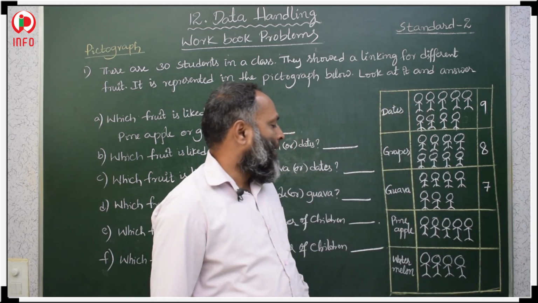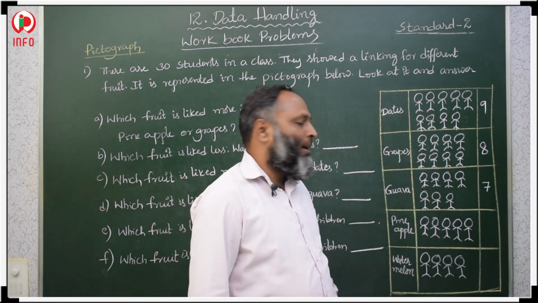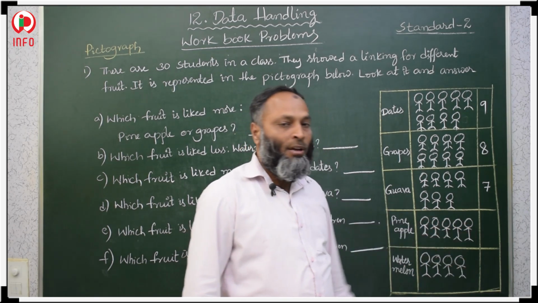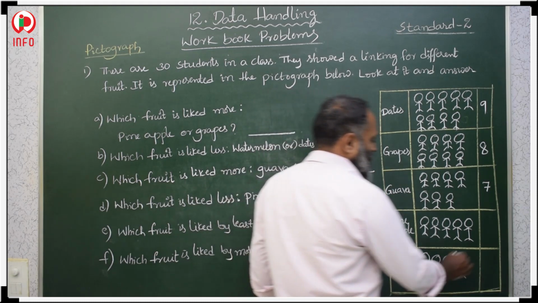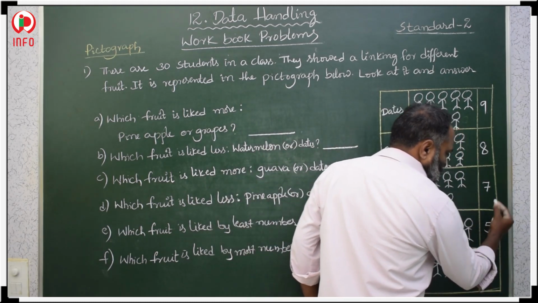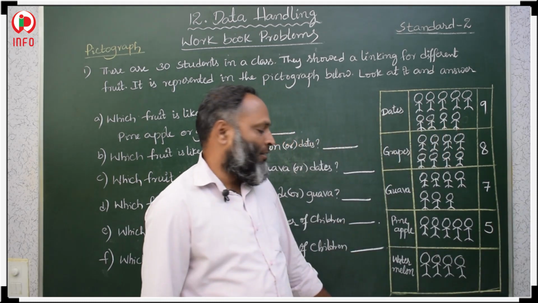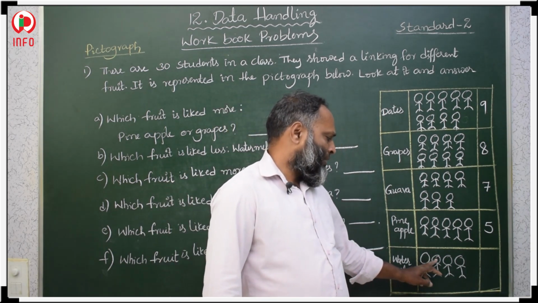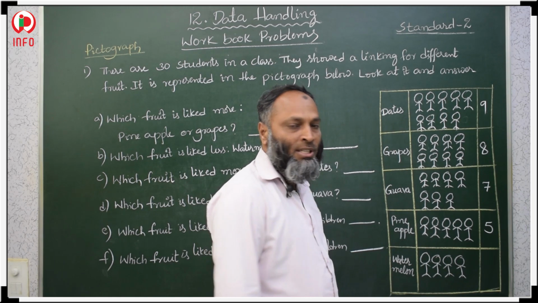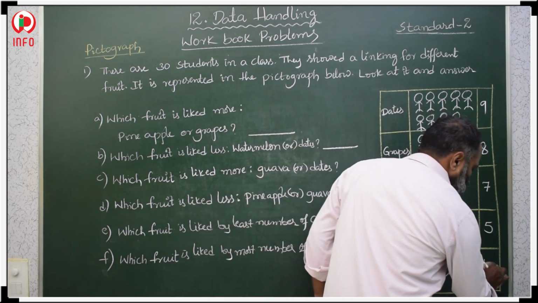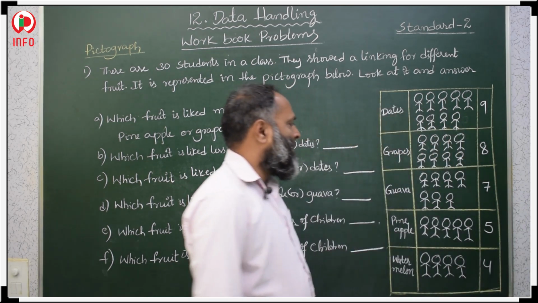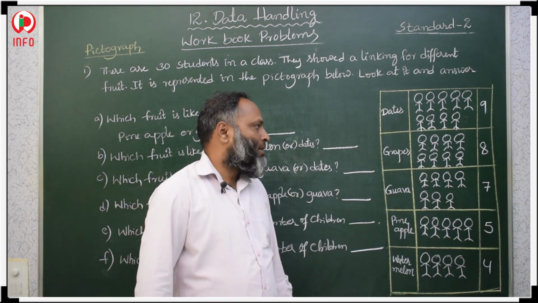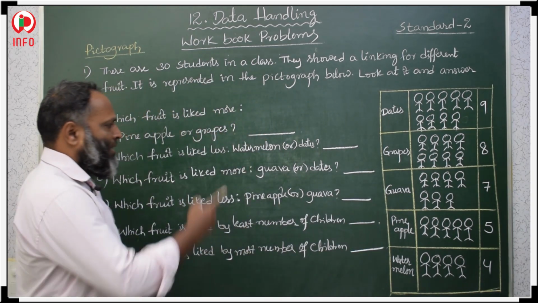Okay. Then how many children like pineapple? 1, 2, 3, 4, 5. 5 children like pineapple. The next, watermelon. How many children like watermelon? 1, 2, 3, 4. 4 children like watermelon. Okay. So this is the information about 30 students. So here questions based on this pictograph.